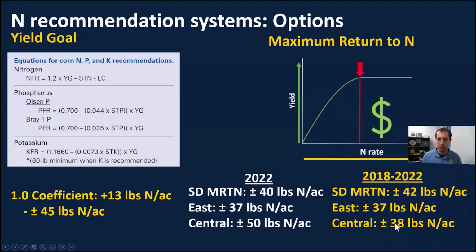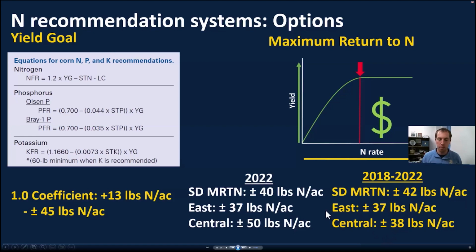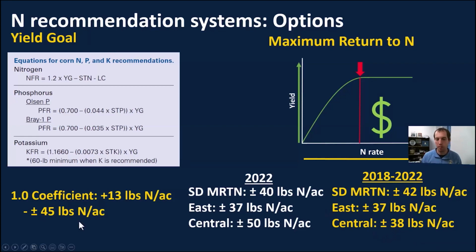So you can see using this MRTN approach, we are getting a little bit closer than maybe this 1.0 coefficient. However, we're still tending to overestimate a lot of sites using this MRTN fashion. We're not overestimating as many sites with this 1.0 yield goal approach, which is why we're sticking with it for now. However, we'll see in the future if getting more sites and more information, more soils information in this equation can help us further improve our recommendation.